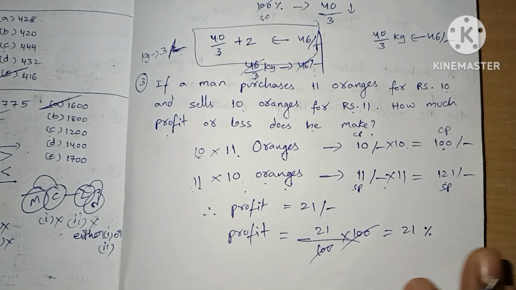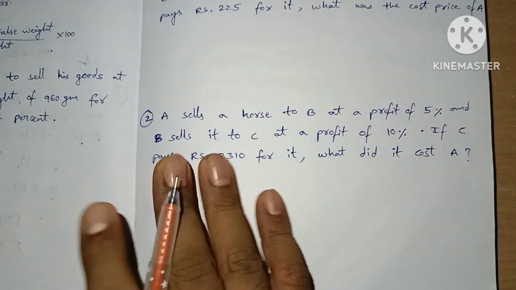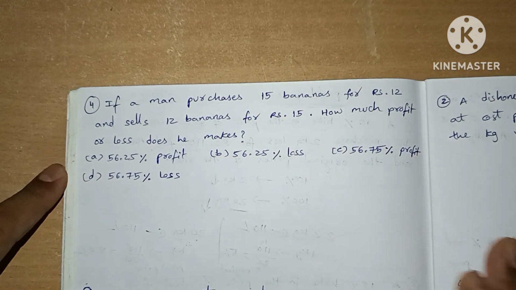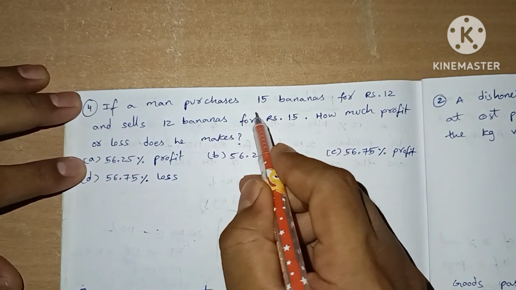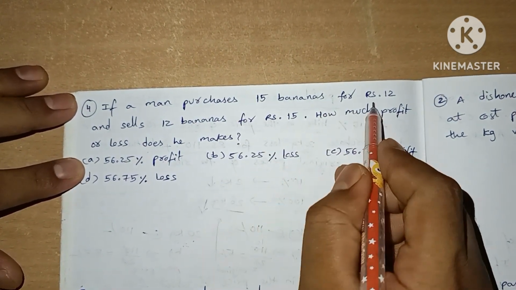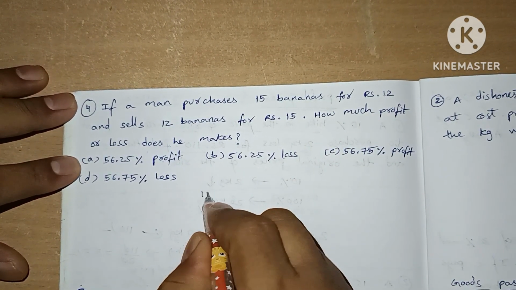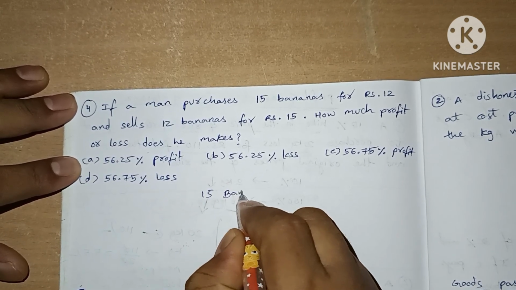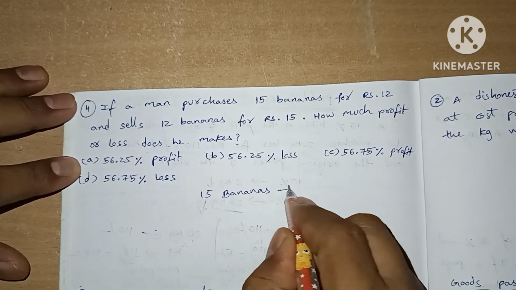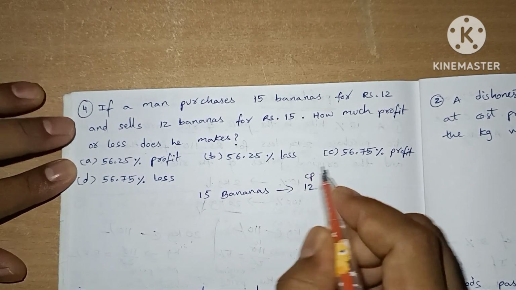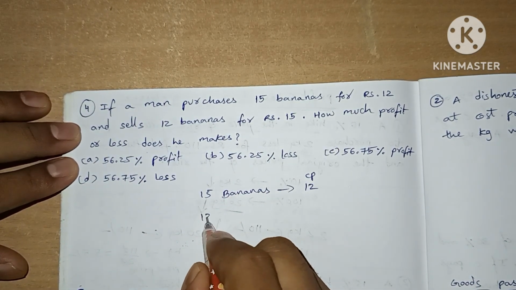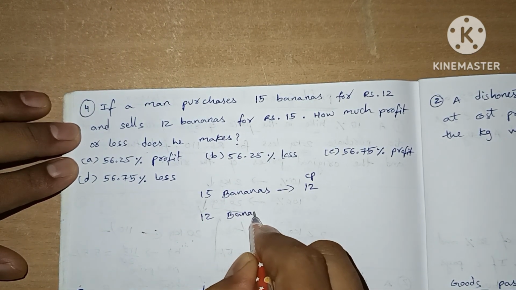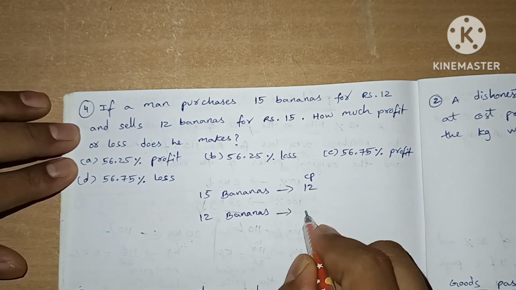Let's see one more question related to this one. If a man purchases 15 bananas for 12 rupees, so 15 bananas at 12 rupees, this is the cost price, and sells 12 bananas for rupees 15, 12 bananas at 15 rupees.